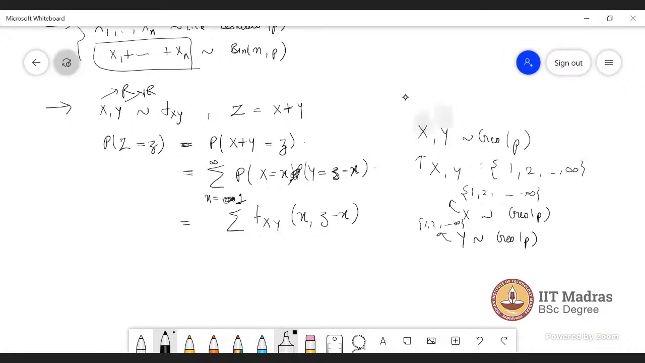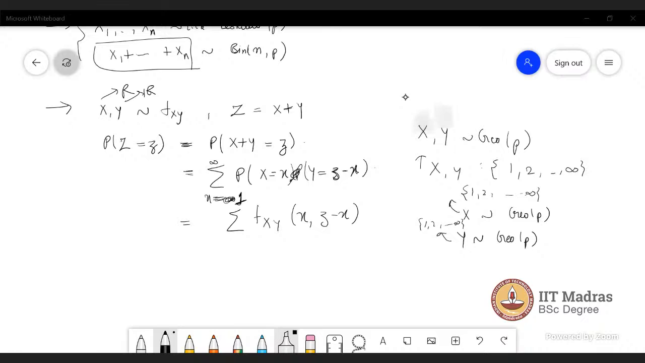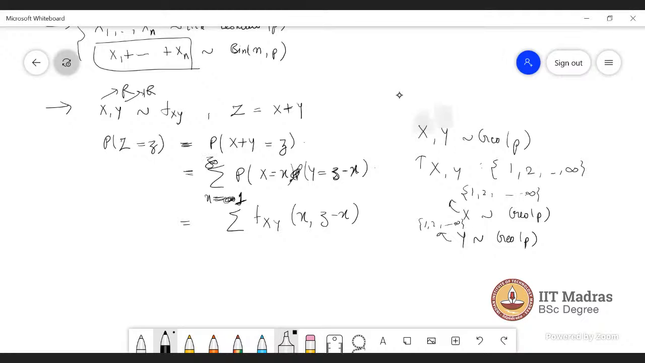So x should start from 1, right? Yes, ma'am. And y is also 1. y can go minimum till 1. So z is from 2 to infinity. The range of x is 1 to infinity, the range of y is 1 to infinity, and the minimum value of (x, y) is (1, 1). So it will go minimum till 2 and maximum is infinity.